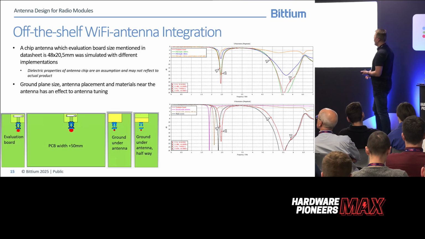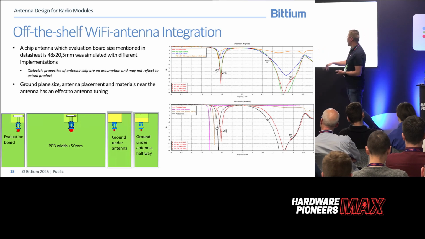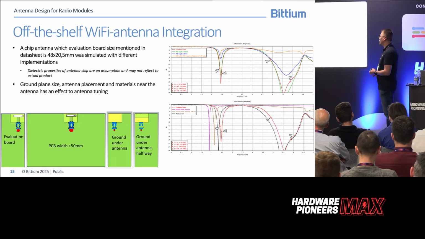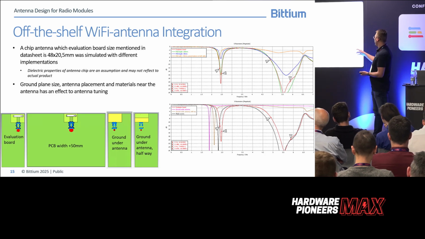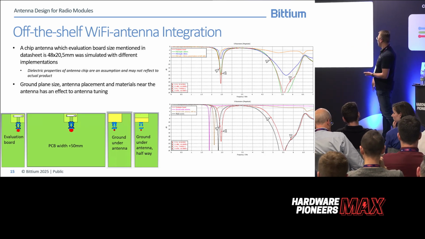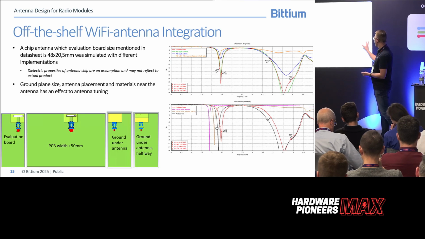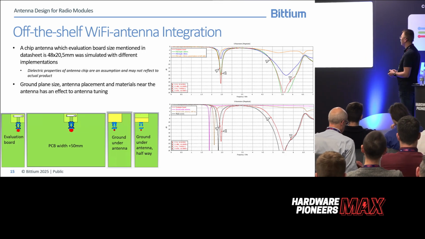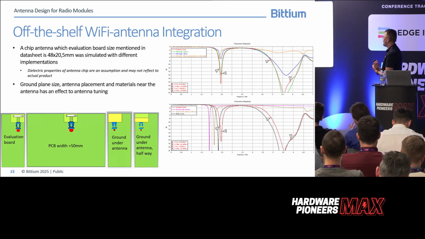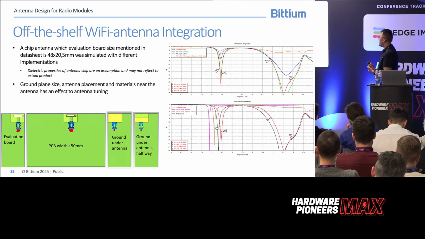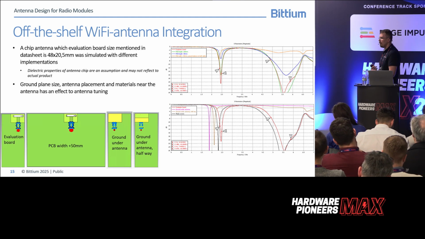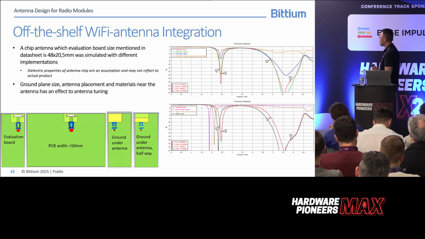If you have the ground plane only halfway under the antenna, you get some radiating resonance at the 5 gigahertz band, but most probably the performance will be bad. And your 2.4 gigahertz band will still have very poor connectivity, as the antenna is around 300 megahertz lower in frequency than it should be.